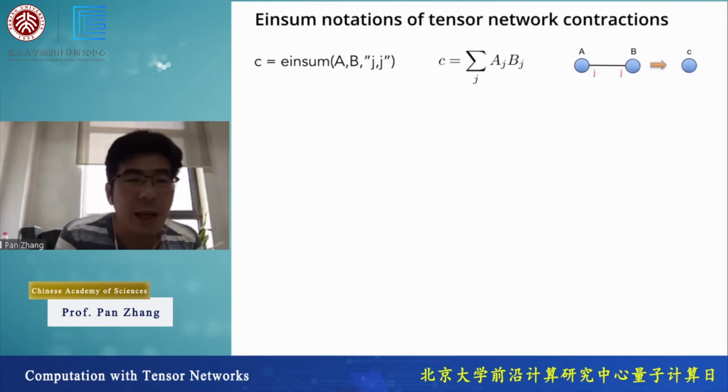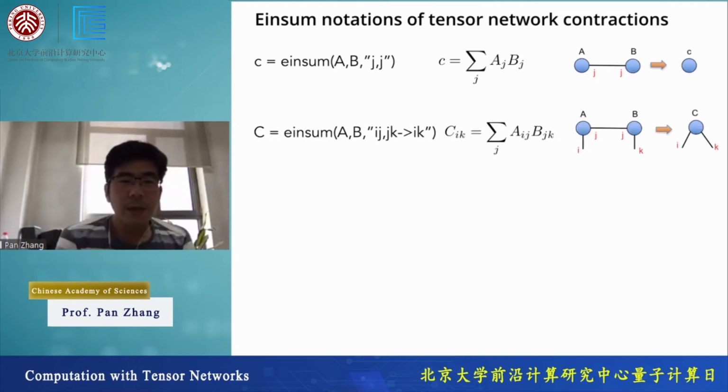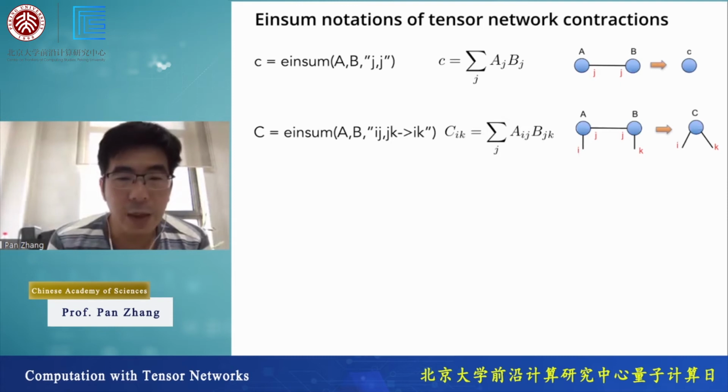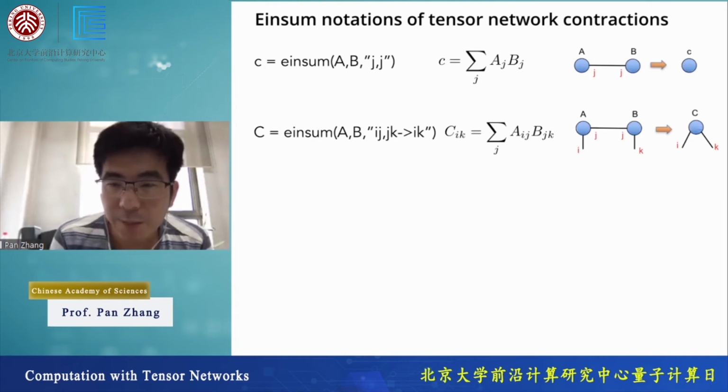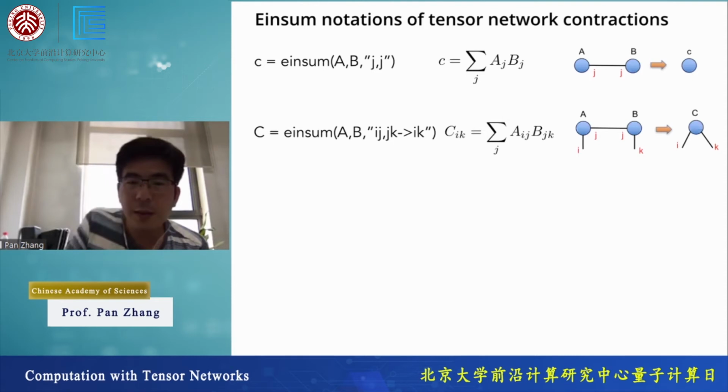I assume that everyone has seen the Einstein notation. On the left-hand side, I have C equals Einstein AB, J J, which means that I'm doing the inner product of two vectors A and B by summing over the common index J. In the tensor diagram, it is drawn simply by joining two open indices of A and B together, and this gives a scalar C, which has no open legs. Another example, C equals Einstein AB, ij, jk to ik. This means that we are summing over the common index J of two matrices A and B. Basically, it's nothing but matrix multiplication: A times B equals C, which has two open indices, and is a matrix.